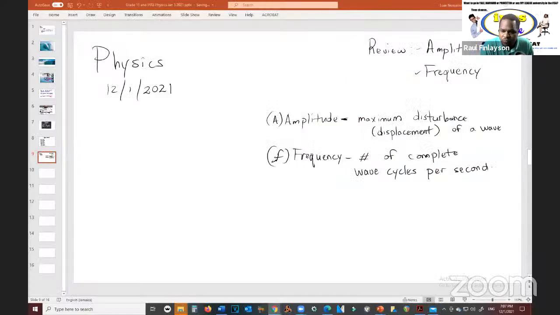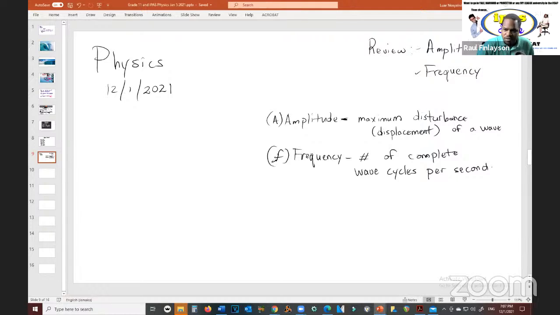All right. So number of complete cycles per second of a wave, that's frequency, and then amplitude, of course, maximum displacement or disturbance caused by a wave. All right.